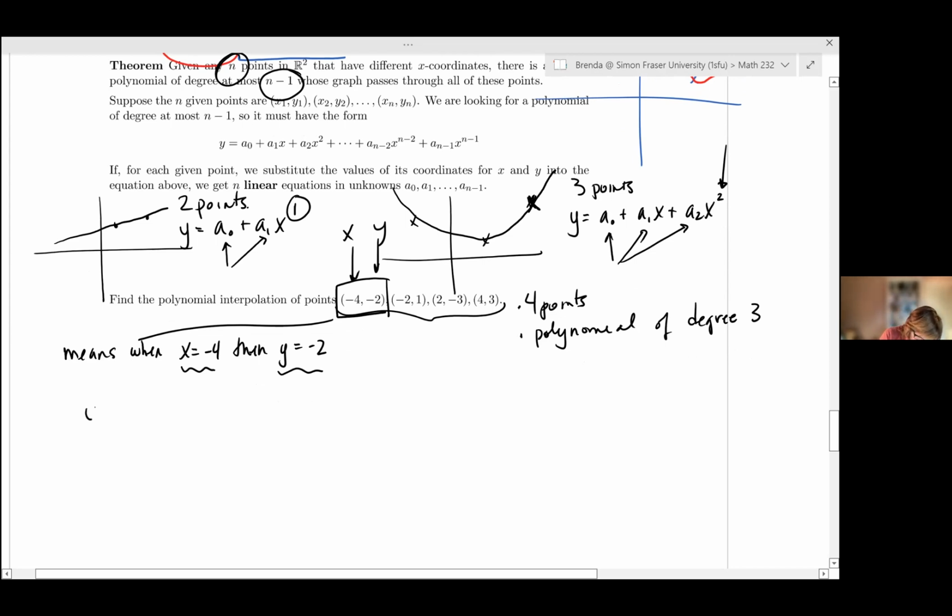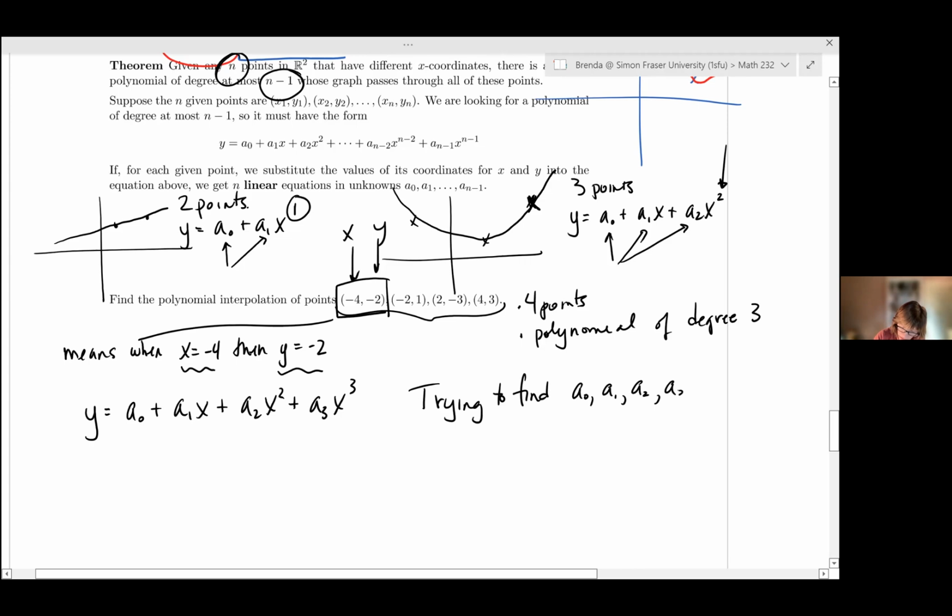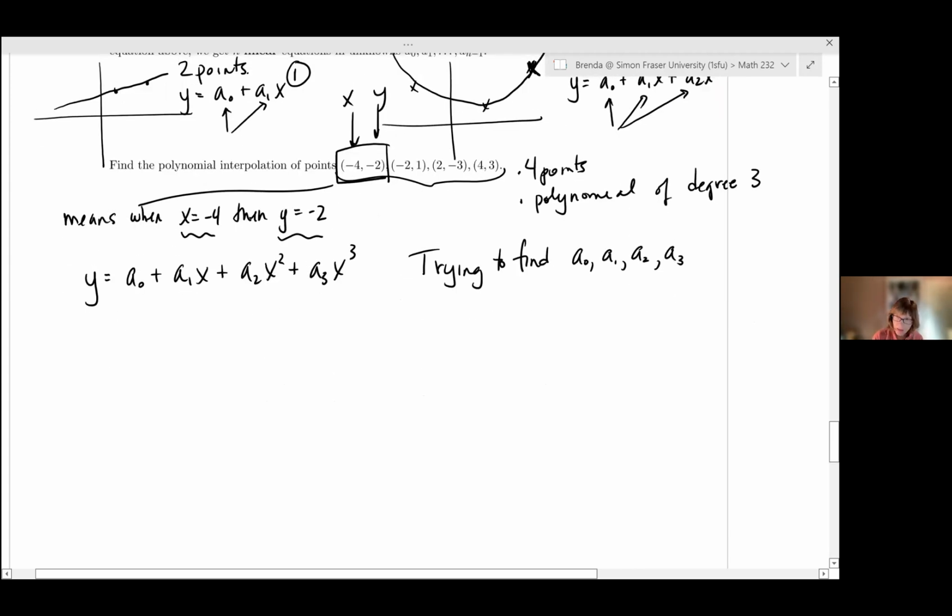So we have a polynomial of degree 3 looking like this, a0 plus a1x plus a2x squared plus a3x cubed. There it is. And we're trying to find a0, a1, a2, and a3, because that tells us exactly which polynomial of degree 3 it is. So the idea is we're trying to find a0, a1, a2, a3. So we are going to generate one equation from each point. So let's take a look at the first point.